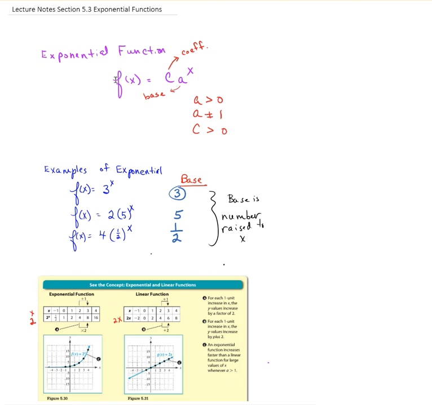So the basic form, f of x equals c a to the x. A is the base that's being raised to the variable x. C is the coefficient, the leading coefficient. Now those are some basic parameters.